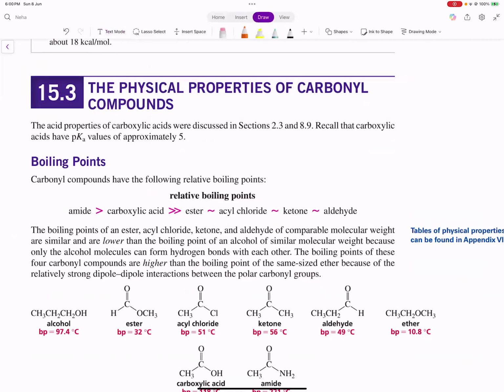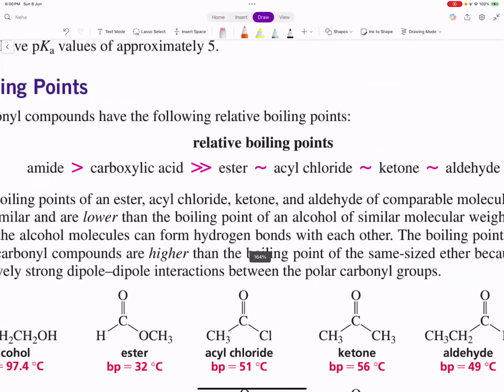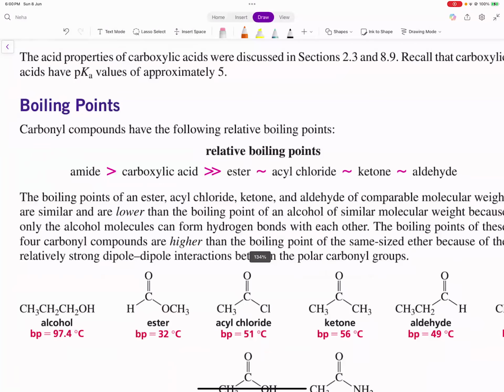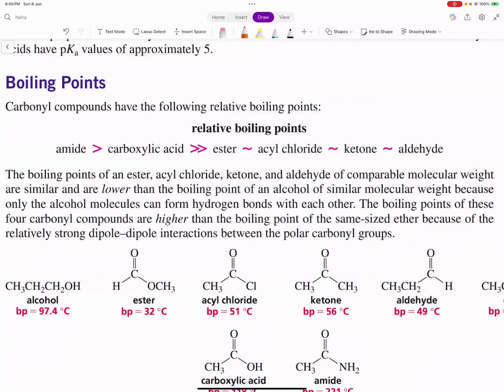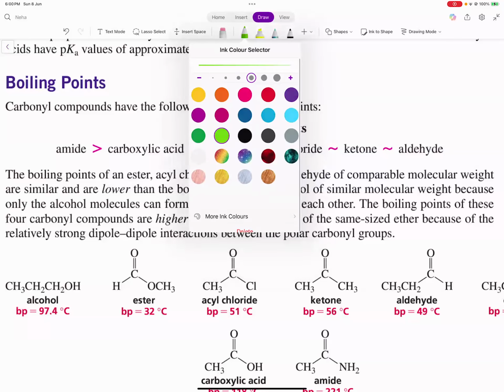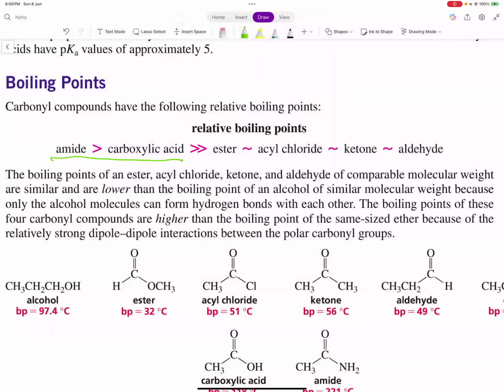Now the boiling points. See, the boiling points of amide and carboxylic acid are very much greater than ester, acyl chloride, ketone, and aldehyde. We are going to discuss why. The first thing which we notice is that amide and carboxylic acid boiling points are much higher. I'll use the green now. See, they are much higher as compared to ester. These are on a different level. So why is it like this?